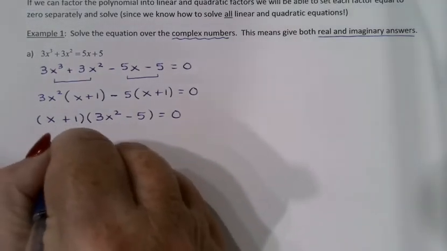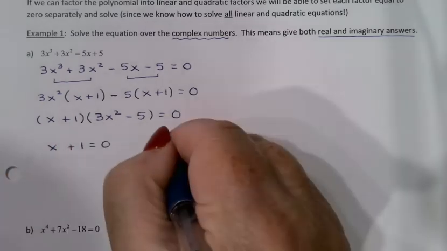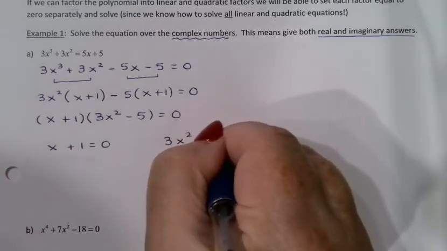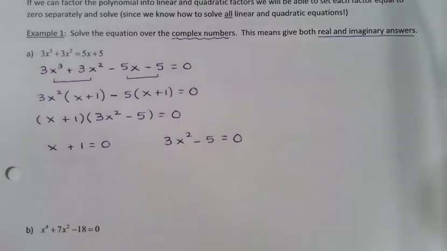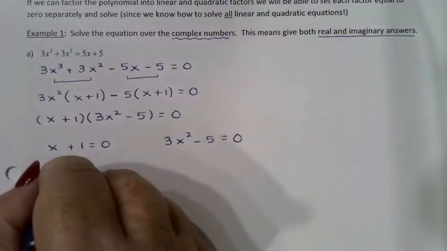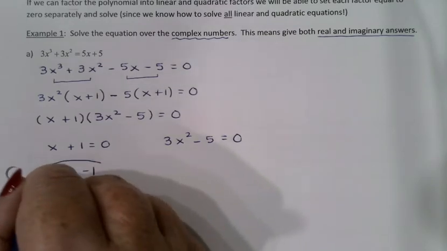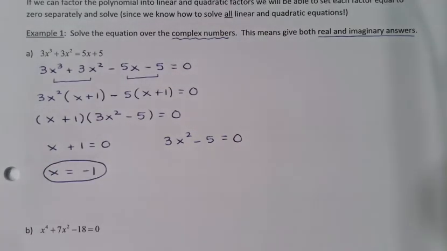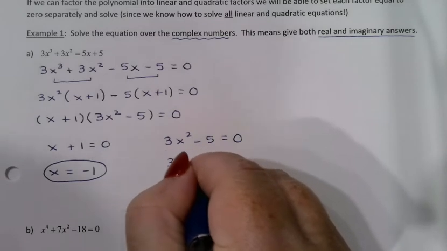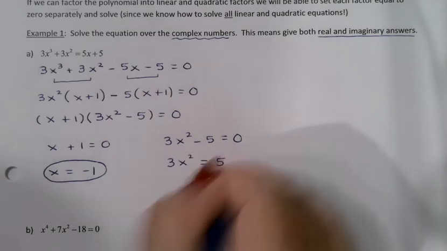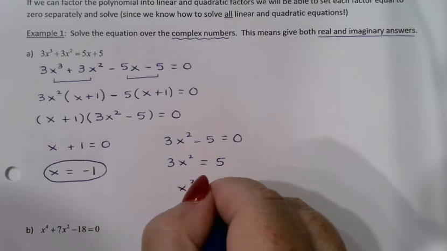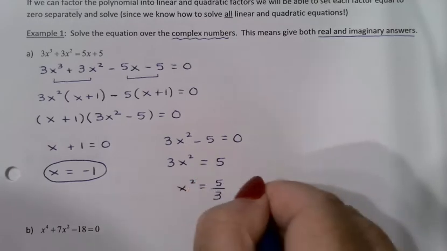Either x plus 1 equals 0, or 3x squared minus 5 equals 0. First one's really straightforward. It gives me one of my solutions is x equals negative 1. The second one will take just a little bit more work, but still not too bad. I'm kind of thinking a square root method here. I can get that x squared by itself. 3x squared equals 5. x squared would be 5/3.